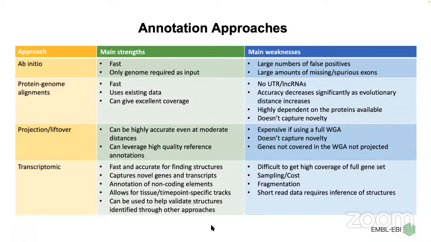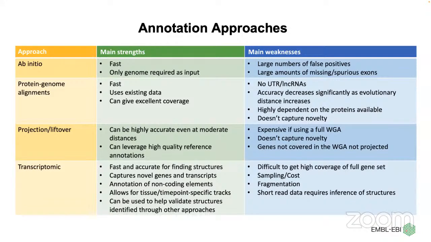The weakness of this method is that it's difficult to get high coverage of the entire gene set because it depends on the expression data. Whatever gene is expressed will be used as evidence. Sometimes the sampling could be a problem and the cost could be a problem. If we are just using short read data, this might also require additional inference for the gene structure.